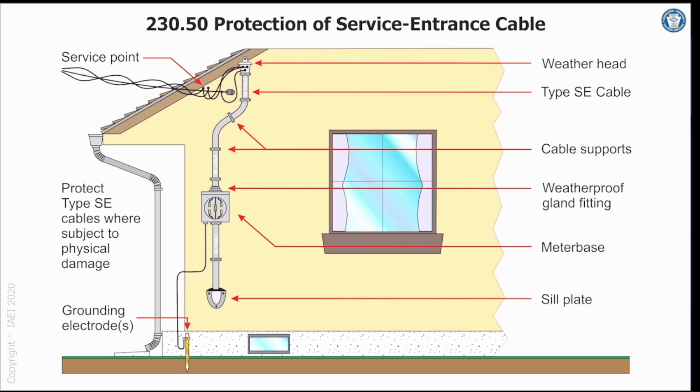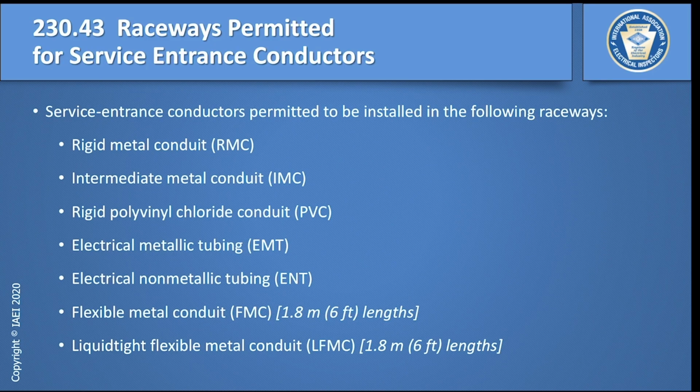All right, protection of service entrance conductors. There's your service point, 230.50. You have to protect type SE cables where subject to physical damage. All of your cable supports. Then you have 230.43, raceways permitted for service entrance conductors. You can have rigid metal conduit, intermediate metal conduit, rigid polyvinyl chloride conduit, PVC, electrical metallic tubing, EMT, electrical nonmetallic tubing, ENT, flexible metal conduit, FMC, and then liquid-type flexibles.